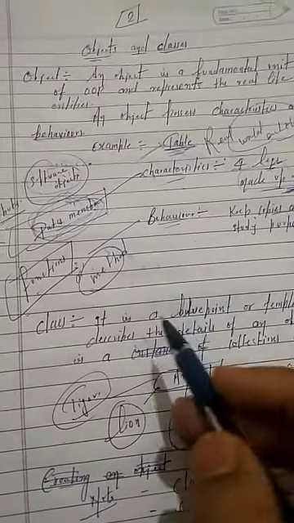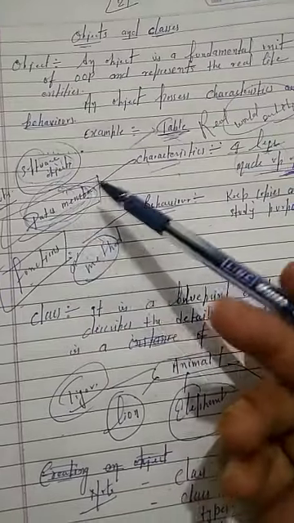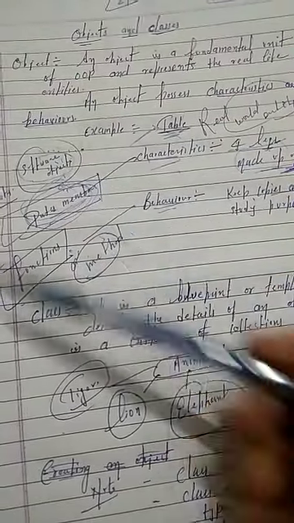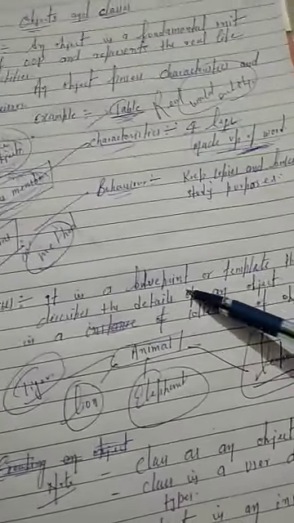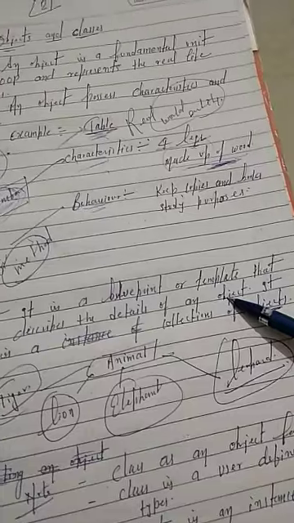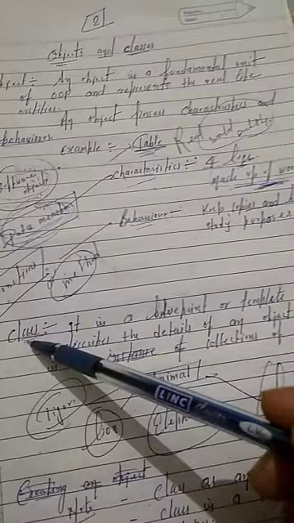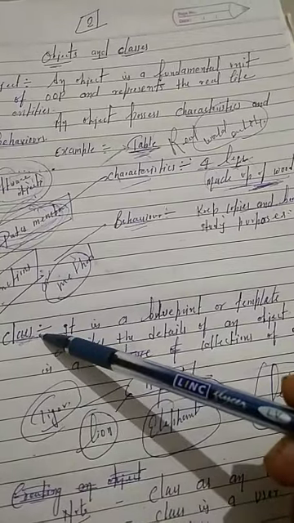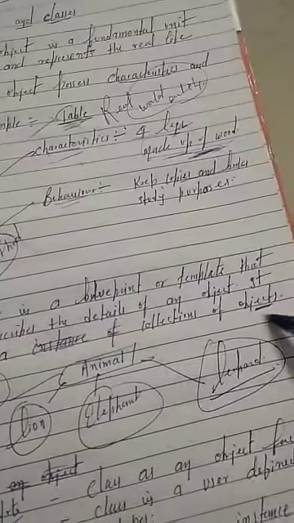Or simply we can say, we know that in a class we declare objects. So a class is a blueprint or template that describes the details of an object. Why? Because we declare objects inside the class. So a class is a blueprint or template where we can declare objects, or you can say a class is a collection of objects.